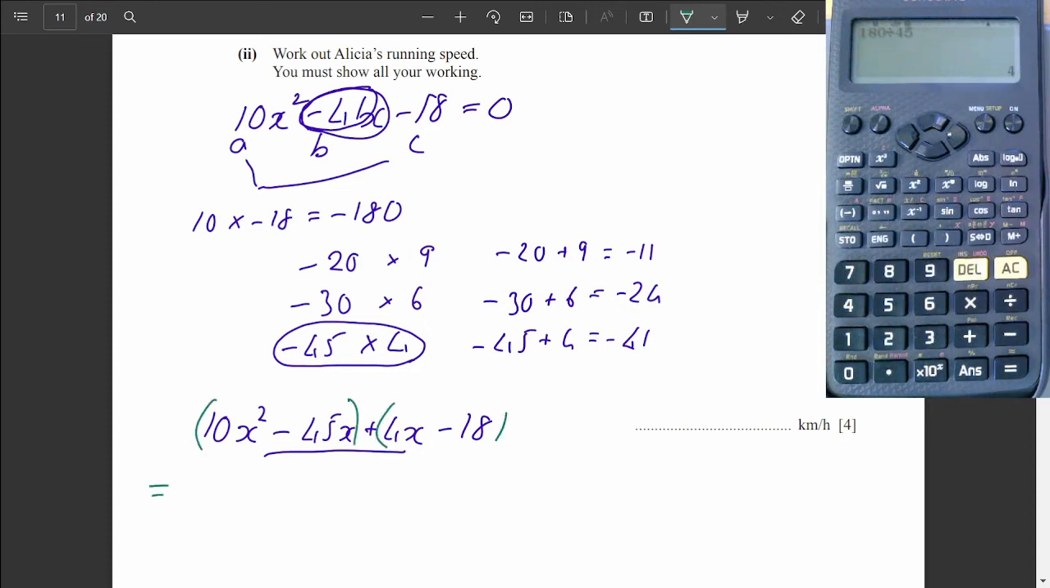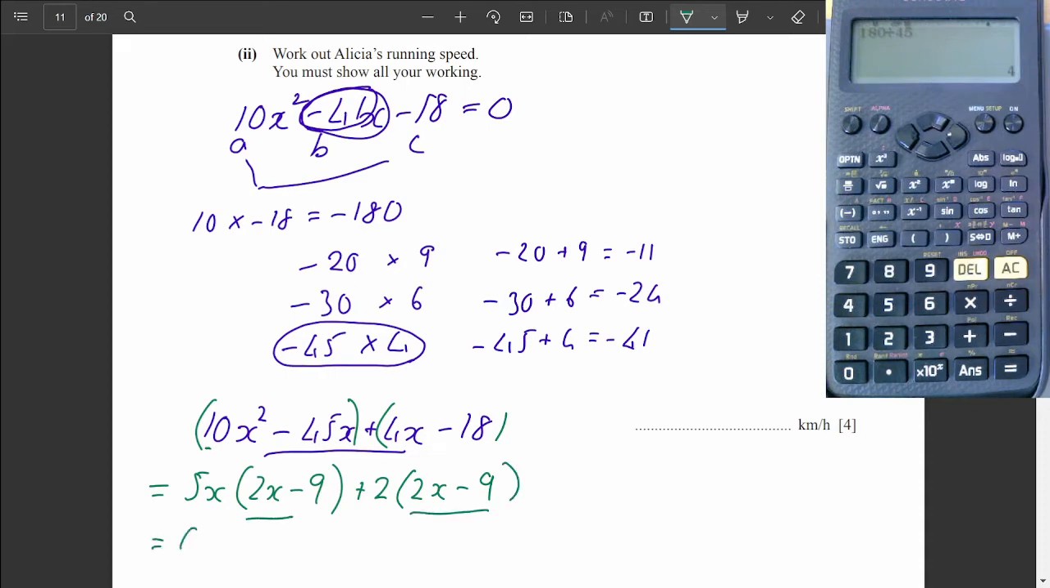So let's do that. First bracket here, common factor of 10 and 45 would be 5, and then the x as well. So that will leave us with 2x minus 9. Because 5x times 2x is 10x squared, and 5x times minus 9 is minus 45x. Factorizing the second bracket, common factor there is 2, which will leave us with 2x minus 9. Brilliant, because that is the same.